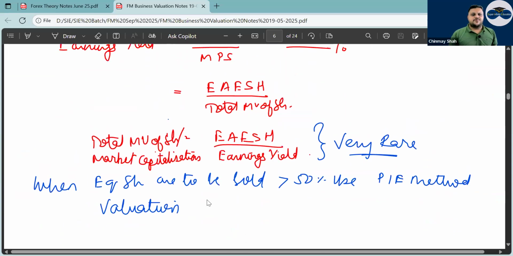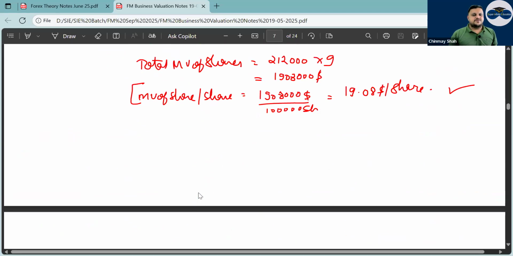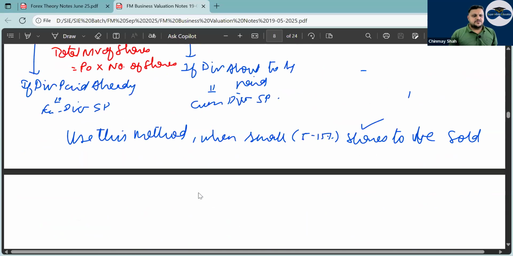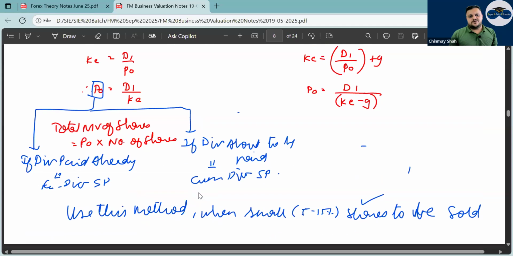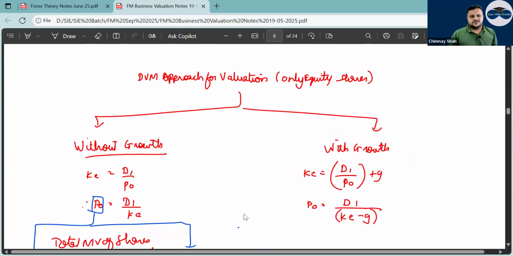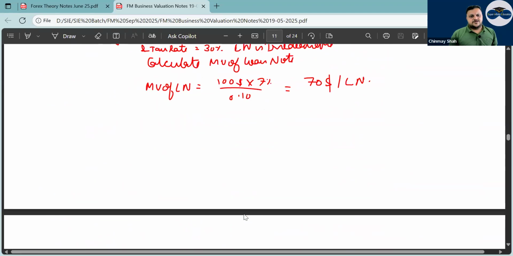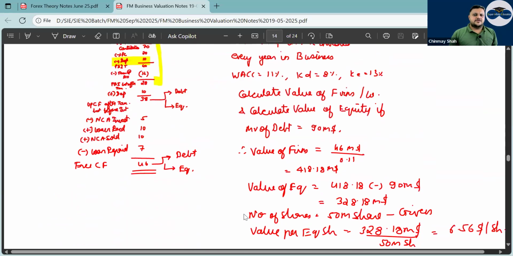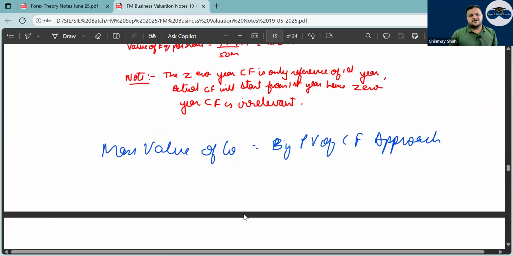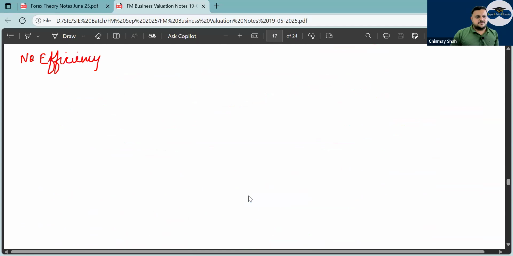Tell me, when more than 50% equity shares are to be sold, the P/E ratio should be the method that should be used. Then when 5 to 15%, that is a small chunk of shares, is to be sold, use the DDM approach, correct? Then this, what? Tell me, your valuation as per FCFF or FCFE, correct, will be used when you want to find the maximum value of the company. The highest value will come from the PV of cash flow method, correct or not?